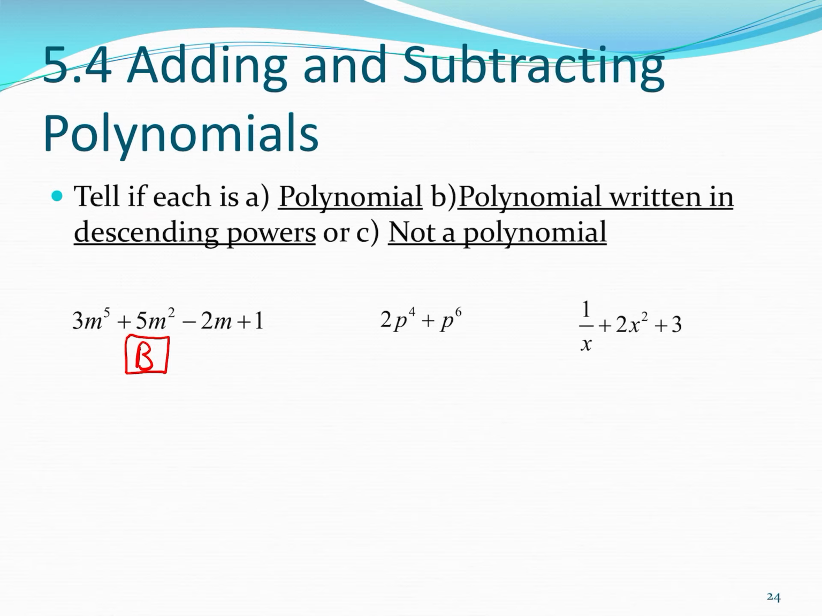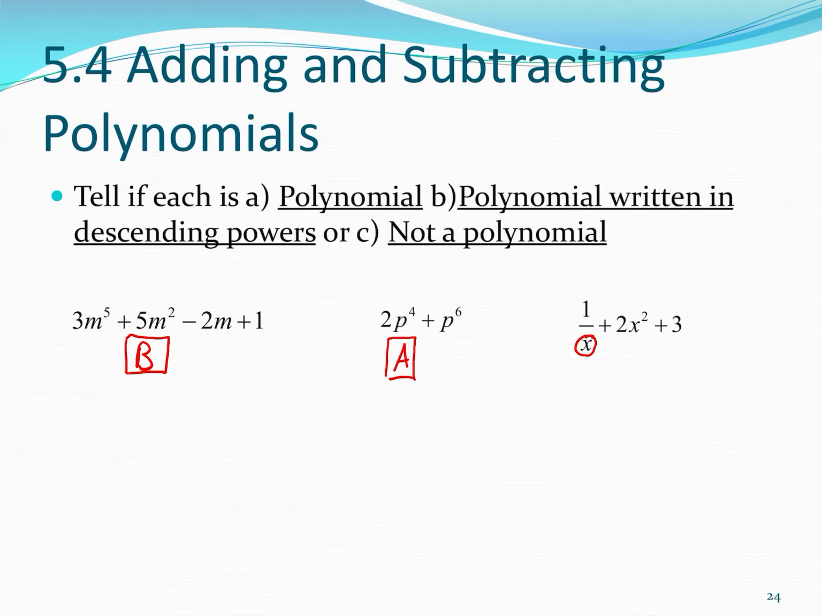Now, go to the next one. Is this a polynomial? Well, again, it appears to fit that definition that we've mentioned. And so we would say, yeah, it is a polynomial, but is it in descending order of powers? And the answer to that is no, because it is p to the fourth and then p to the sixth. It's not in descending order from 6 to 4. And so this one is simply a polynomial.